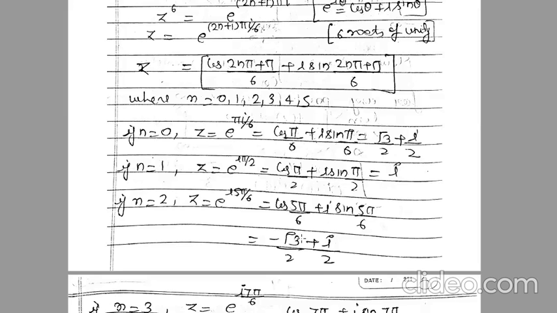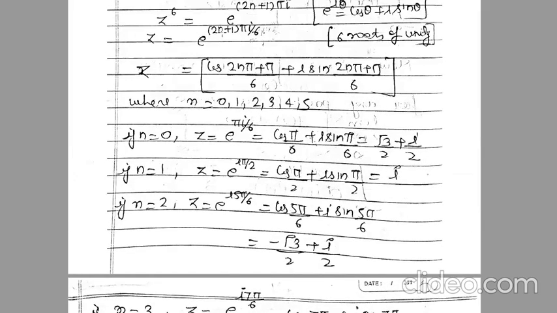5 pi by 6, you can write pi minus pi by 6. So cos of 180 minus theta is minus cos theta, so the value at pi by 6 is root 3 by 2, so minus root 3 by 2. And here plus I sin 5 pi by 6, you can write 5 pi minus pi by 6. So sin of 180 minus theta is again sin theta, so sin pi by 6 value is 1 upon 2. So minus root 3 by 2 plus I upon 2.